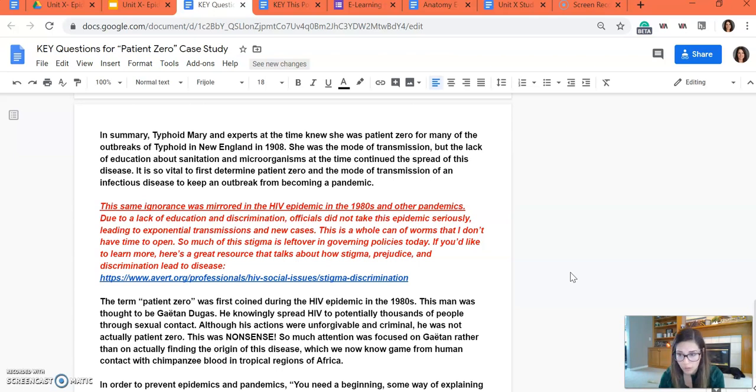This is a whole can of worms I don't want to open at this point, because I don't feel like I can do it justice talking about this digitally. But if you want to talk with me about this, I'd be more than happy to.